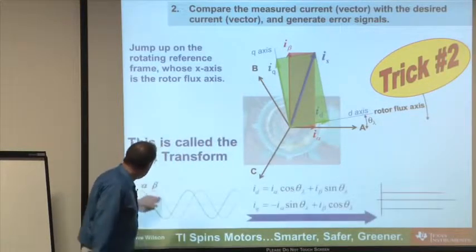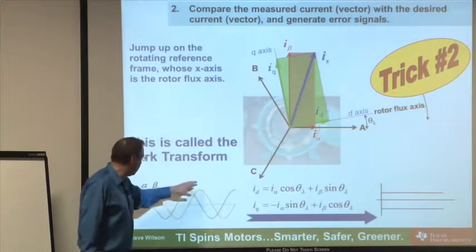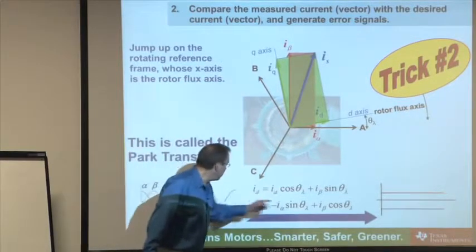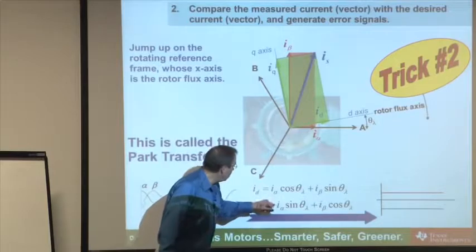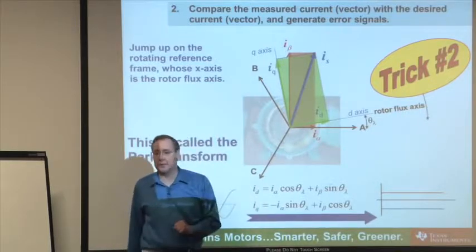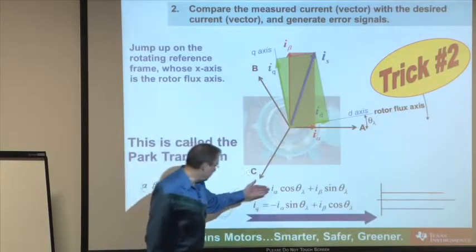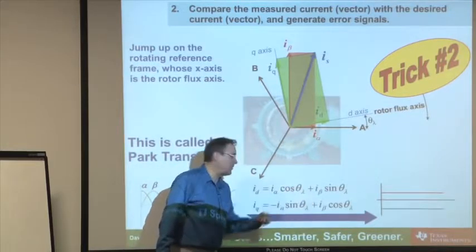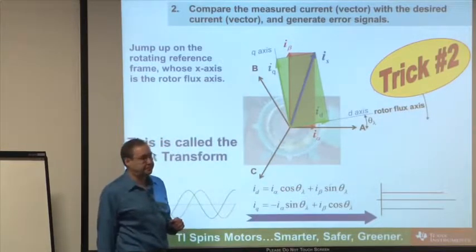I take my alpha and beta values that I've just calculated, and I run them through this expression right here. I alpha and I beta, and I can calculate what is the portion of the current vector which is reflected onto the d-axis and what portion of that current vector is reflected onto the q-axis. This is what's running in the code in real time when you're doing field-oriented control.